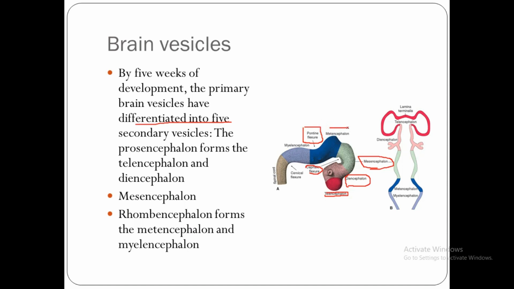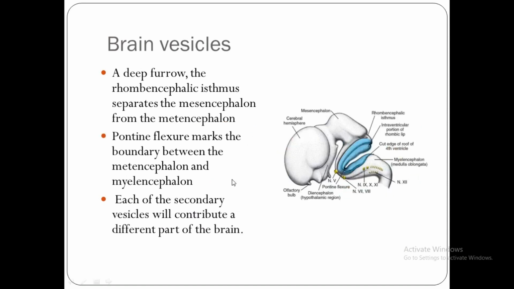So cranially is metencephalon and caudally is myelencephalon, and in between is a pontine flexure, as you can see. Now a deep furrow separates mesencephalon from metencephalon, and this is known as rhombocephalic isthmus. Here, this is rhombocephalic isthmus. This turn is known as pontine flexure.